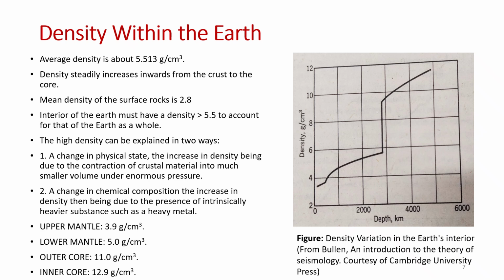Overall, we can say that the upper mantle has a density of 3.9, the lower mantle 5, followed by the outer core 11 and the inner core 12.9.